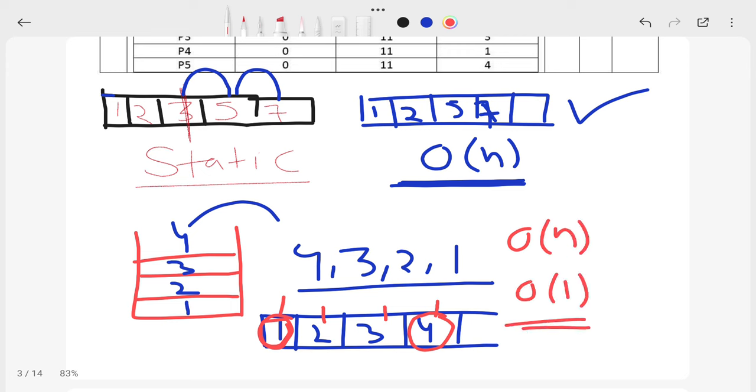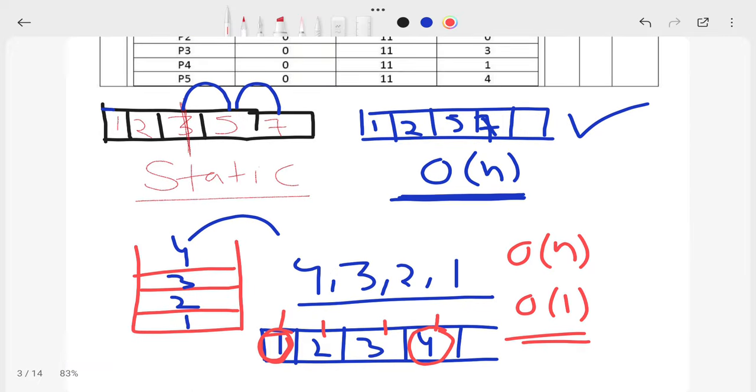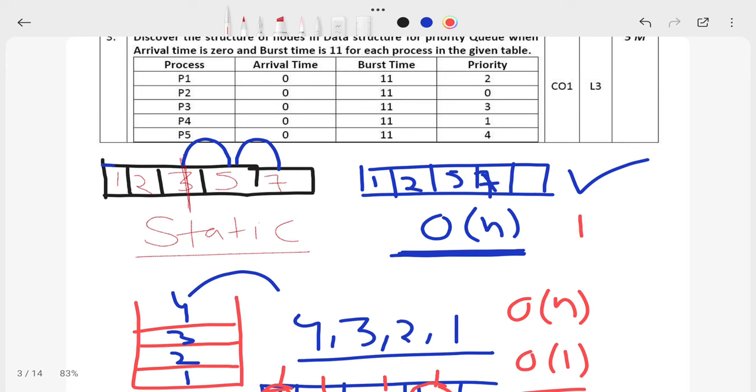Same also in queue. If you go to the queue, what you are doing? In queue, you are using first in, first out. So whoever comes first will be deleted. Whoever comes first will also go out first.